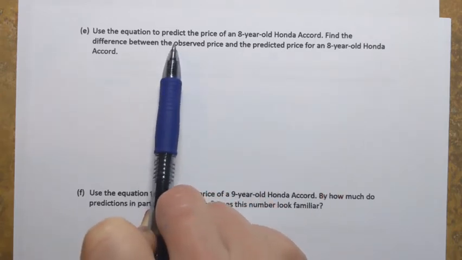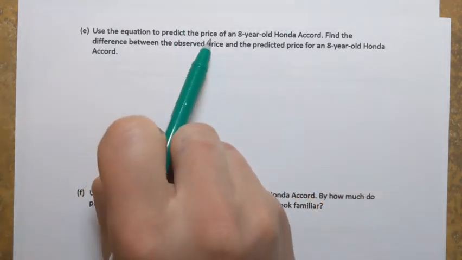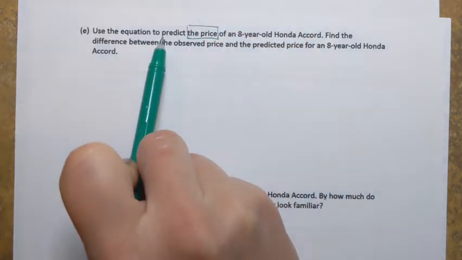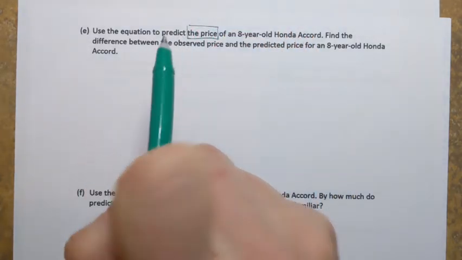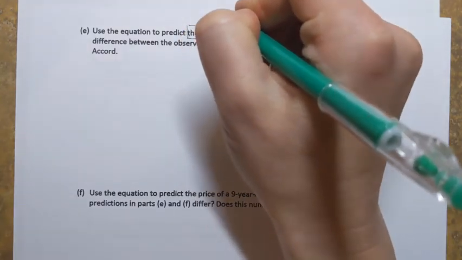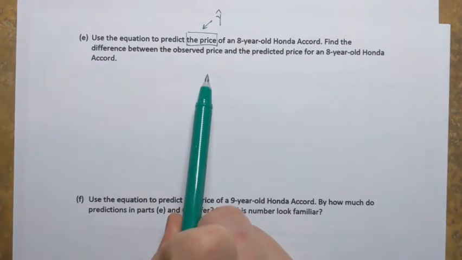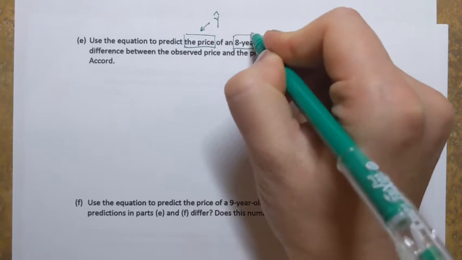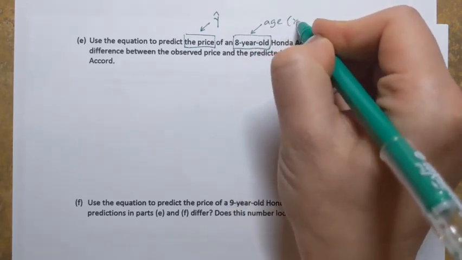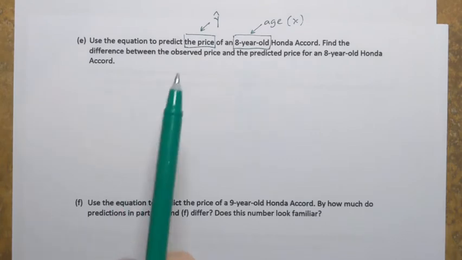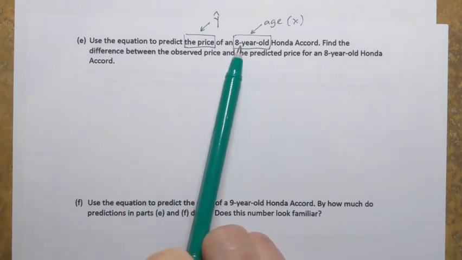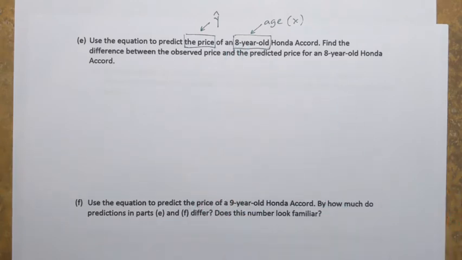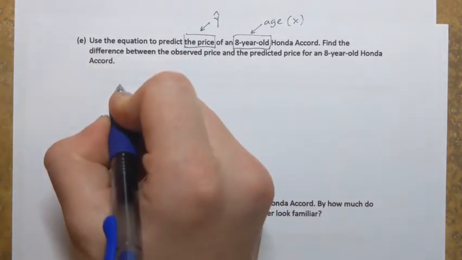Okay, so let's do the first part. Here it says to predict the price. Remember, the price is the response variable. So we need to find the predicted value of the response variable, that is y hat, given the age of the car. That means we're given the explanatory variable x. To find the predicted value, we just have to plug this value into the equation, similar to how we did when we had to graph the line.